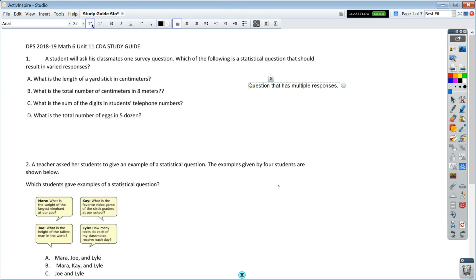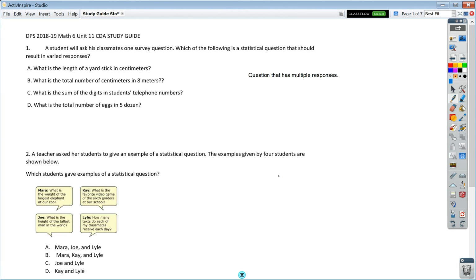In this case, it asks what's the length of a yardstick in centimeters. We would just calculate that using math, and it's only going to have one answer, so that's not going to be right. Second one says what is the total number of centimeters in 8 meters. Again, that's only going to have one answer, so that one's not going to be right. So third one says what's the sum of the digits in students' telephone numbers. And since there's lots of different telephone numbers and we add them together, that's going to have different answers. So that's going to be the correct answer because it has multiple responses. The answer is C.